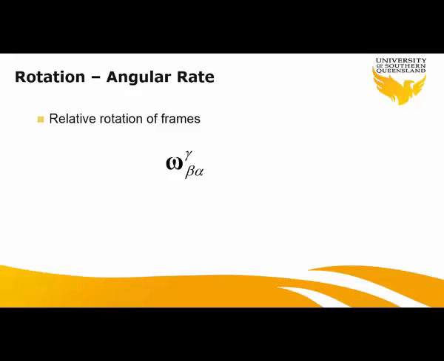Let's start with the rotation. We can call rotation angular rate. What angular rate shows you is the rotation of the frames relative to each other. In this case, for example, I can show you the rotation of the alpha frame, which is moving frame or object, in relationship to beta frame, which is the reference frame, in our case is inertial frame or I frame, resolved in the desired frame.